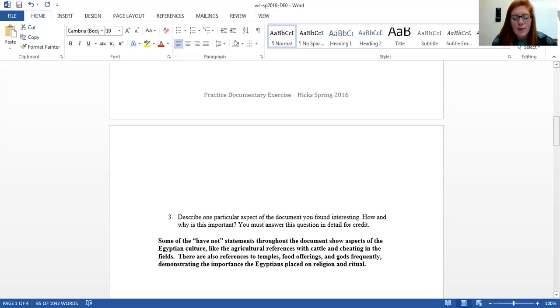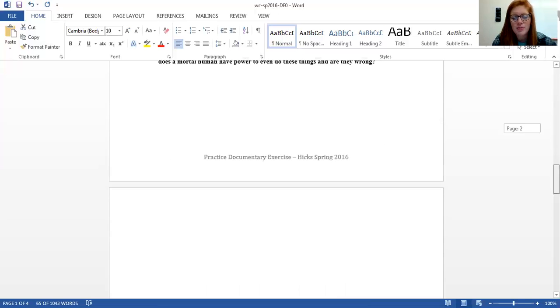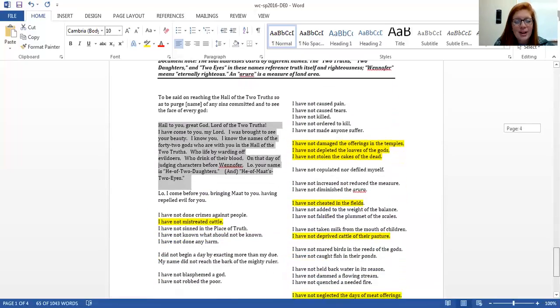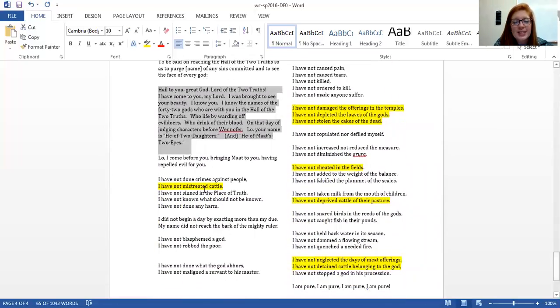So scrolling back down to our document, as I was reading through, I noticed that there were several sentences that had to do with farming and agriculture, and so those I highlighted here. Like right here, not cheated in the fields, not deprive cattle of their pleasure. And then I found some other similar ones having to do with religion. So I highlighted these, talking about the temples, gods, offerings, things like that.